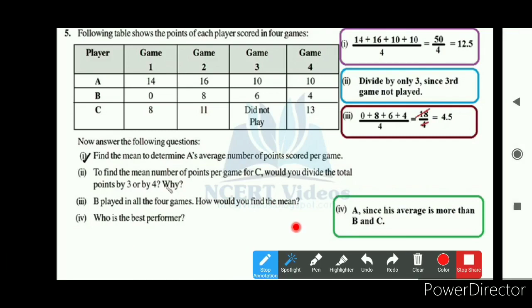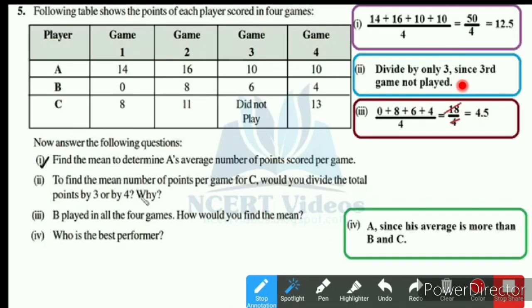Second part of the question: to find the mean number of points per game for C, would you divide the total points by 3 or by 4? Why? Look at the score of C. Game 1, 8; game 2, 11; game 3, did not play; game 4, 13. So in game 3 he did not play. So we should add all these 3 scores and divide by only 3, since the third game was not played. If you want to find the arithmetic mean of C, we should divide the scores by 3 only because in one game he did not play.